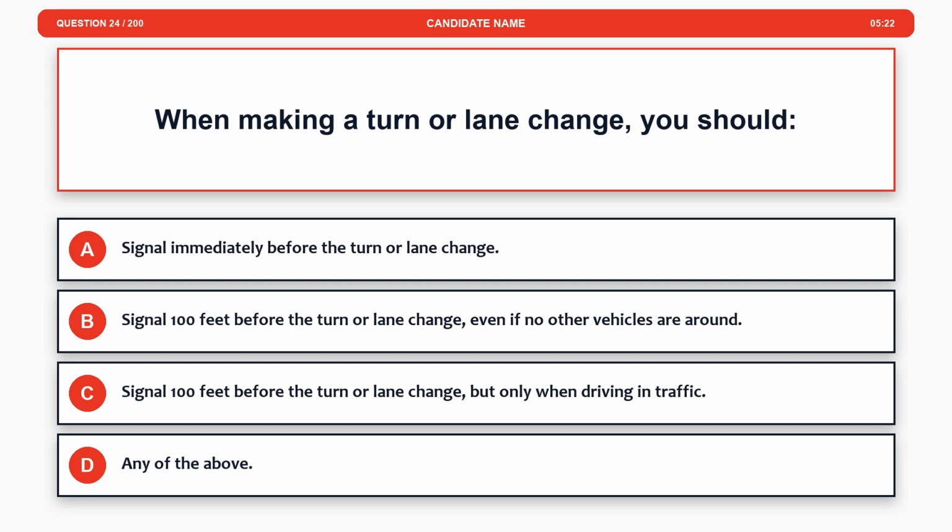Question 24. When making a turn or lane change, you should: Option A. Signal immediately before the turn or lane change. Option B. Signal 100 feet before the turn or lane change, even if no other vehicles are around. Option C. Signal 100 feet before the turn or lane change, but only when driving in traffic. Option D. Any of the above.